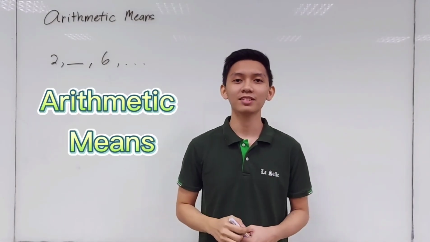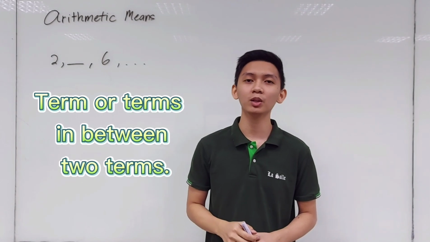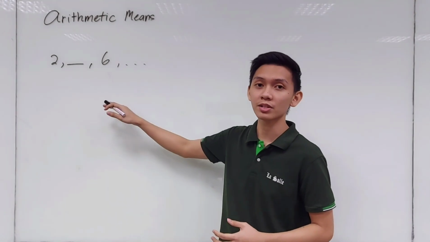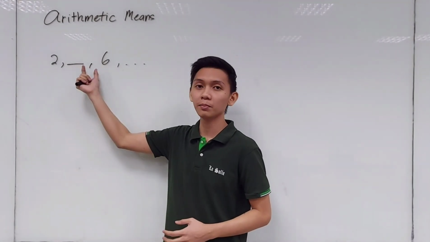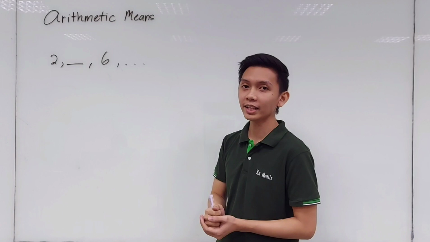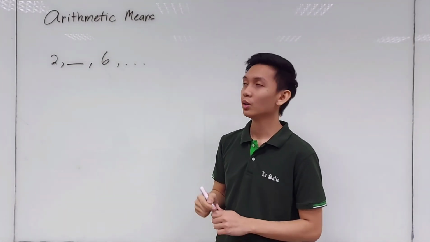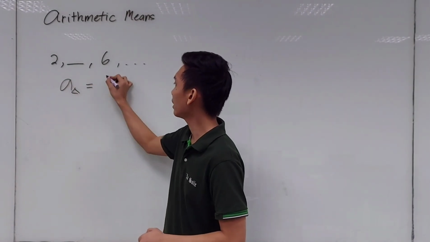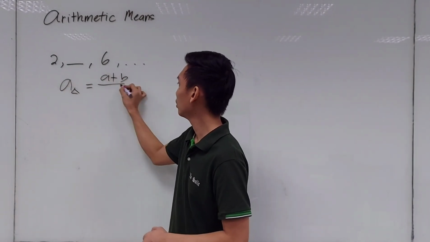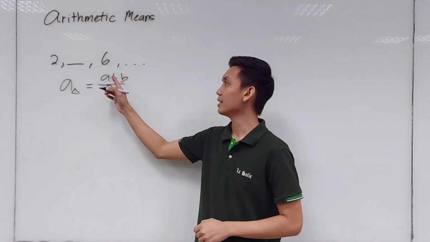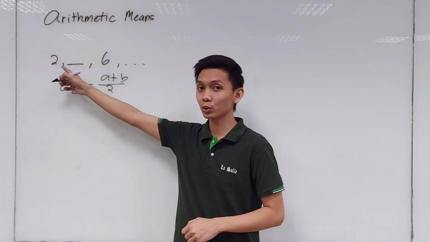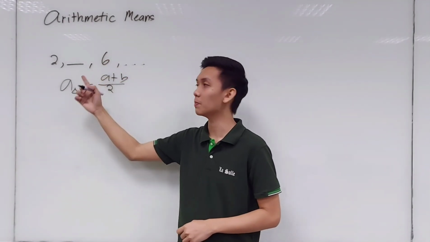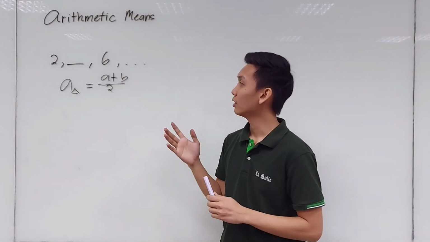Next is arithmetic means, which is the term or terms in between two terms. For this example, let's say this is an arithmetic sequence. We have 2, a term, and 6. Now to find the arithmetic mean, for this example, we can use this formula. Arithmetic mean equals A plus B all over 2, wherein A is the preceding term, which is 2, and B is the next term, which is 6, of the missing term.